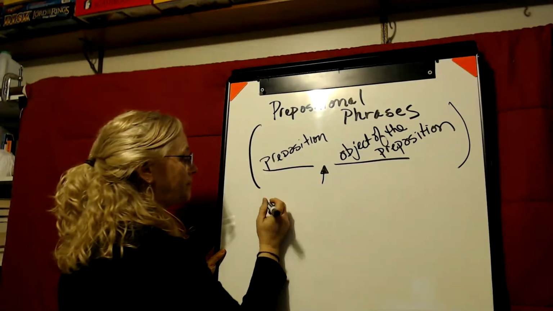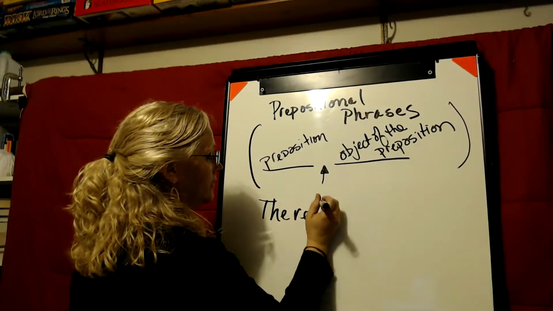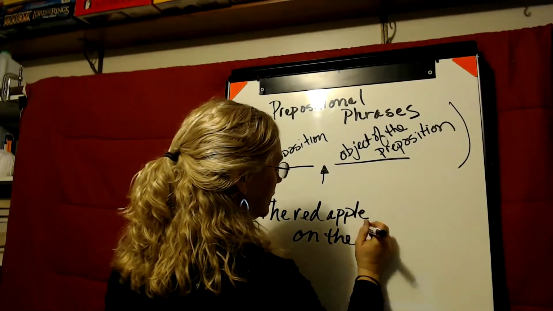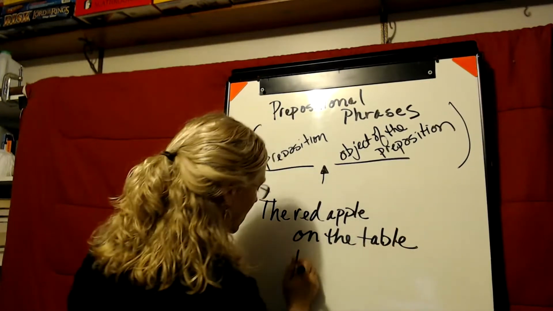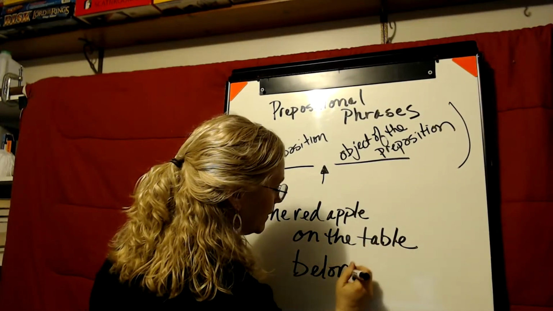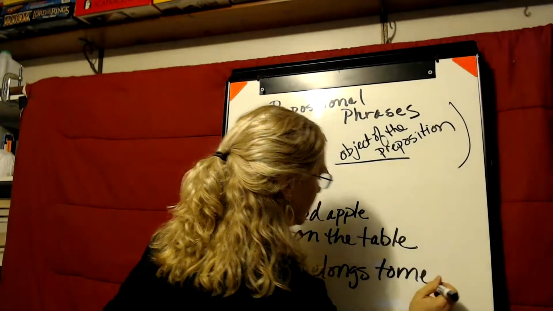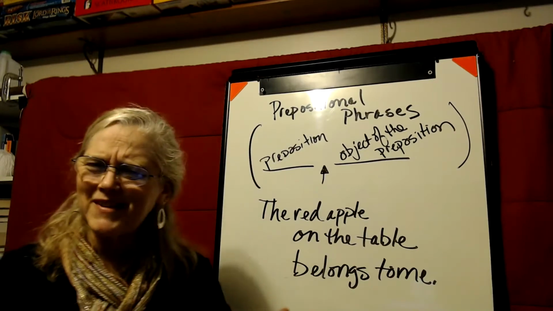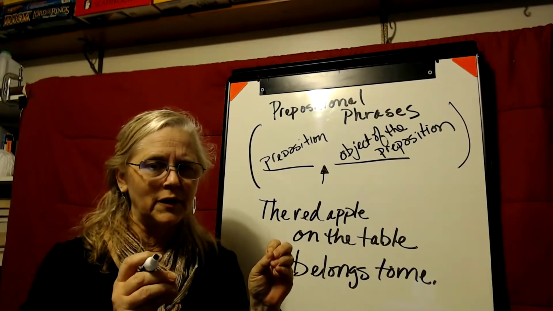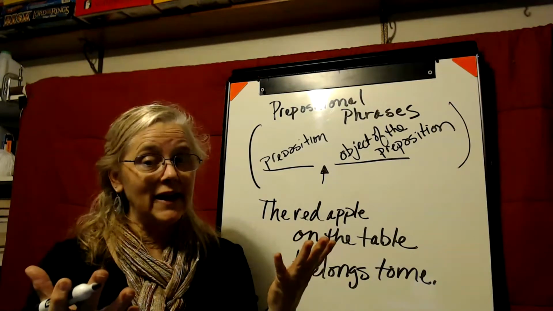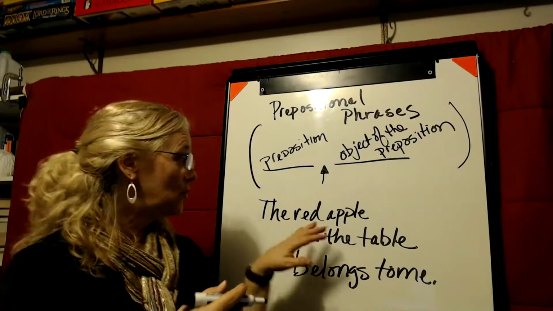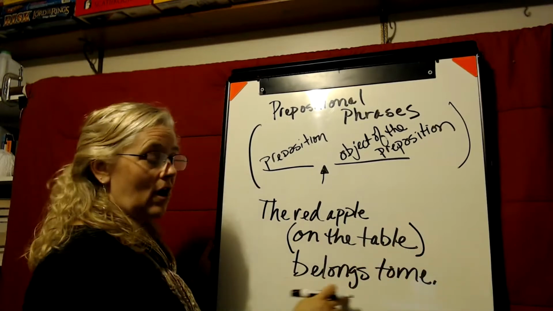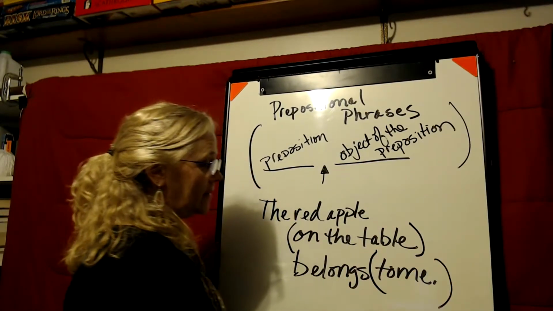So here's a sentence. The red apple on the table belongs to me. A lot of times when we're talking about sentence patterns, or if I'm saying this sentence isn't working, let's find the subject and verb. A better thing is to look and isolate and find the prepositional phrases. So let's look at this. The red apple on the table belongs to me.